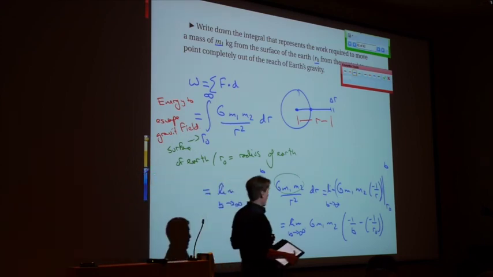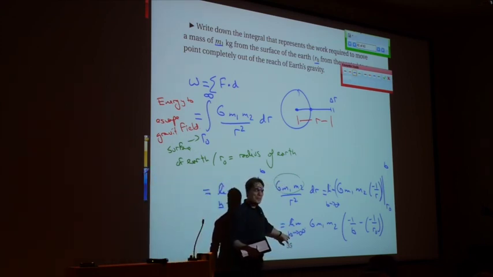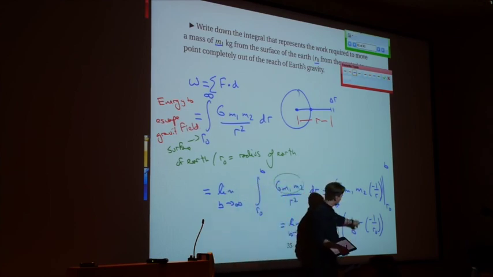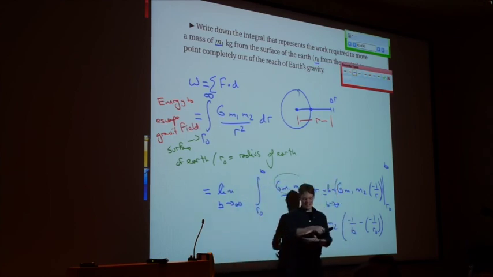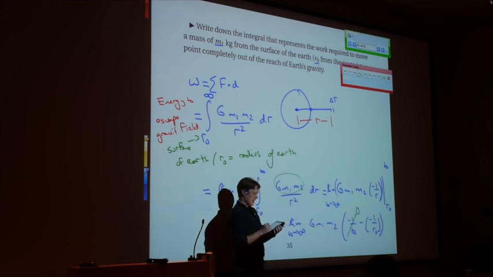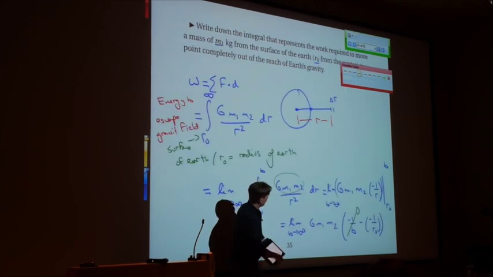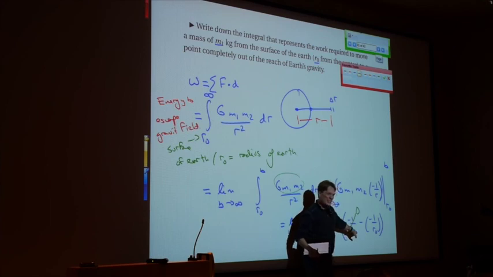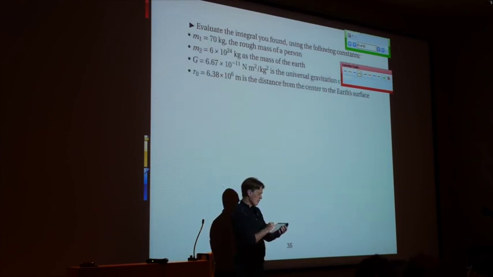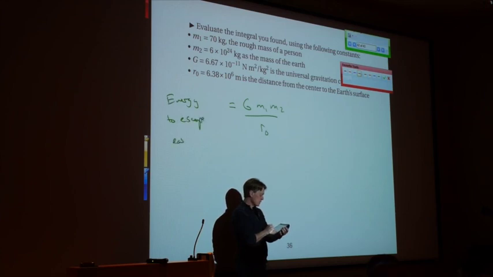And now we get a nice, I hope, answer. What happens if b goes towards infinity when it's in the denominator? This term goes to, altogether, 0. How nice is that? As b gets bigger, we have 1 over bigger and bigger numbers. That's a small number. And so we end up with positive 1 over r naught. So we get equal to G m1 m2 over r naught. That's how much energy we need to escape the Earth's gravitational field.